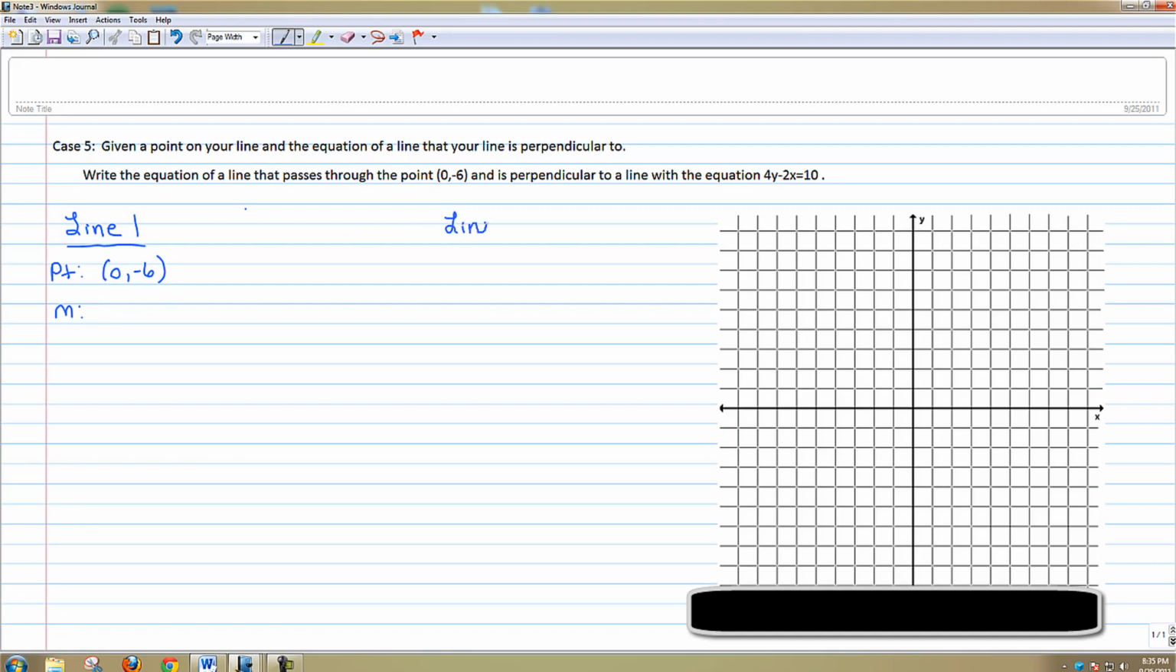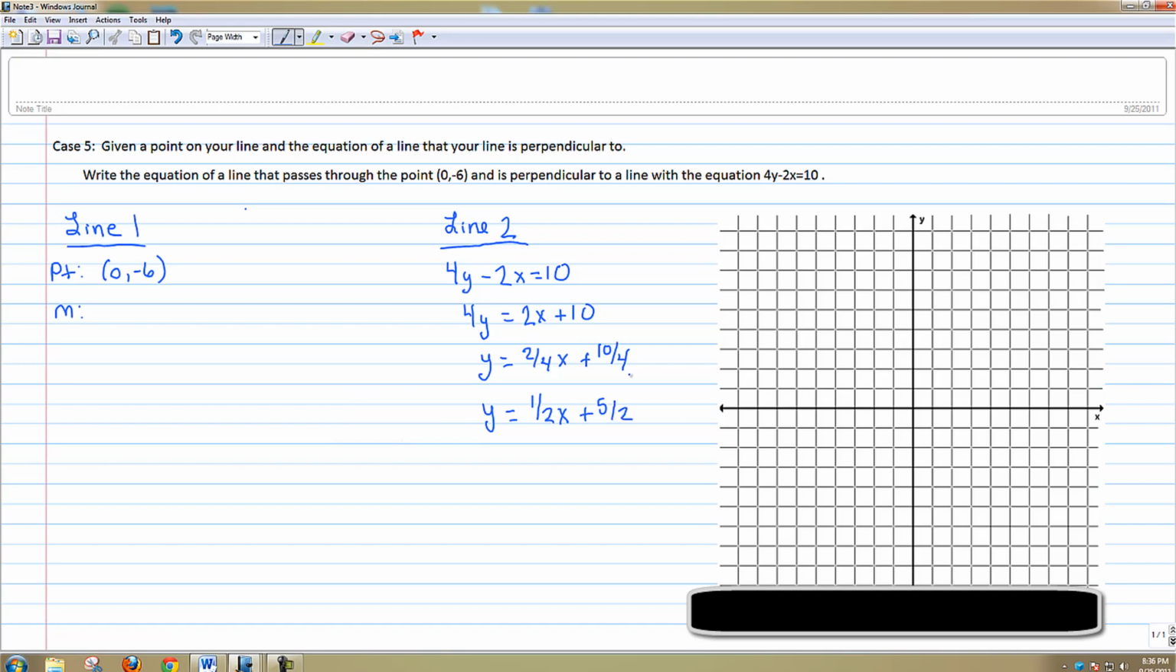However, I should be able to see that I can come up with my slope using the second line that they give me, its equation. They give me the equation 4y minus 2x is 10. So I should be able to see the slope for line 2 if I get it in slope-intercept form, which ultimately means solve for y. So I have to add 2x to both sides, and then I need to divide by 4 on every term. So when I do that, I get 2/4 x plus 10/4 on the right hand side. So y equals, I have to simplify these fractions, 1/2 x plus 5/2.